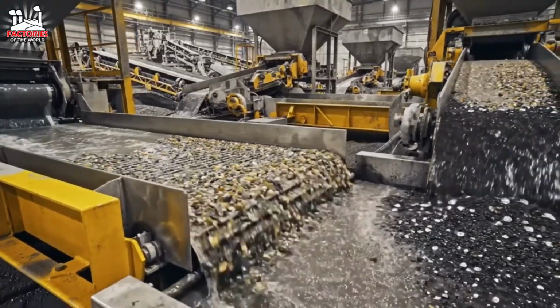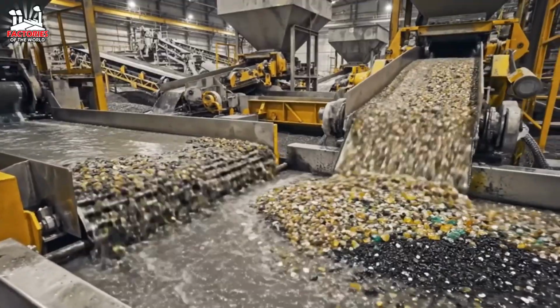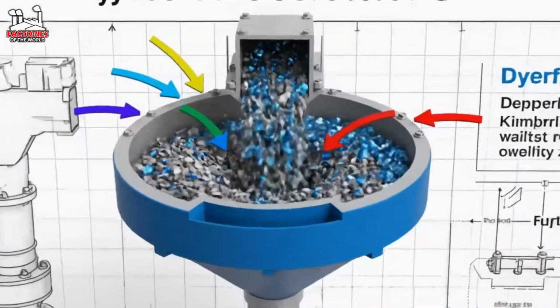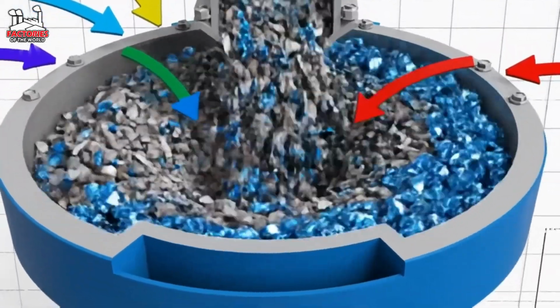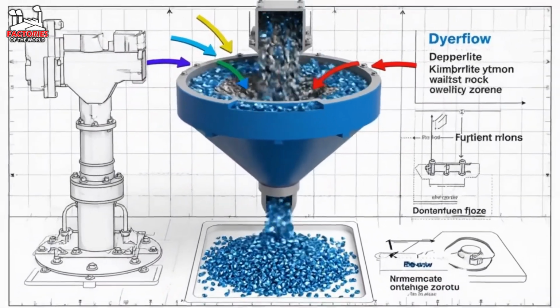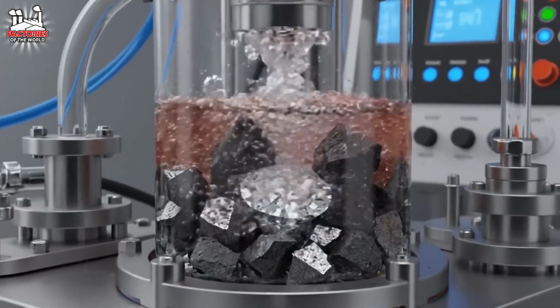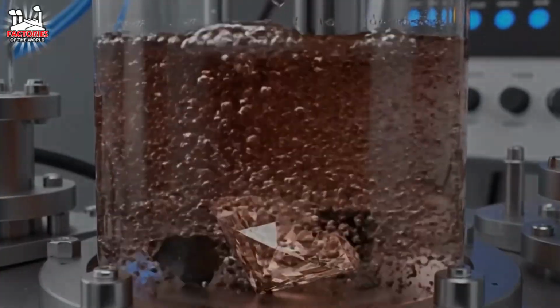Finally, the concentrated material passes through separation tables and optical systems that detect the characteristic shine of diamonds. Cameras and sensors identify the crystals and automatically separate them from the rest of the material. At the end of this phase, only rough diamonds remain, still without a defined shape.